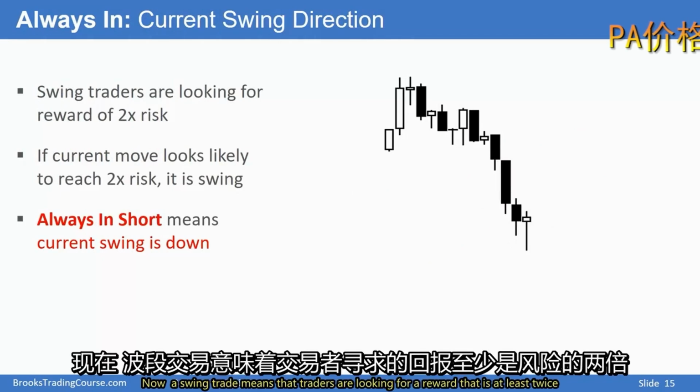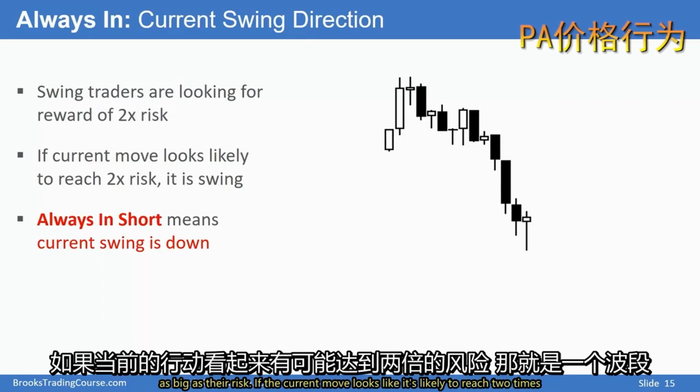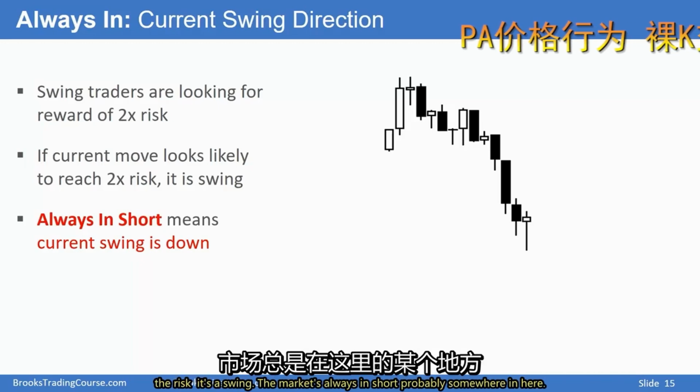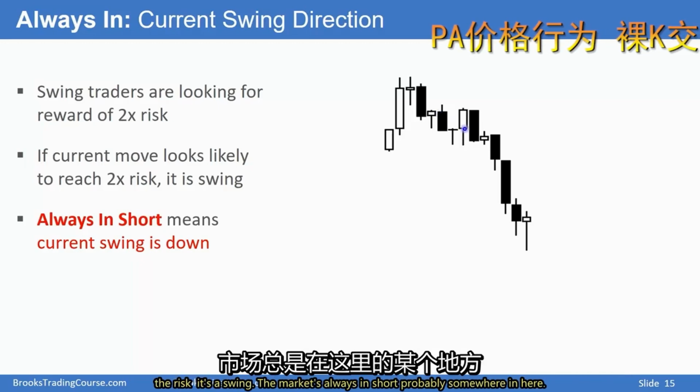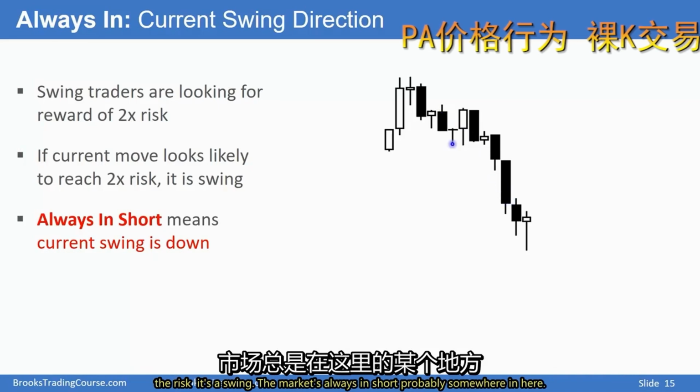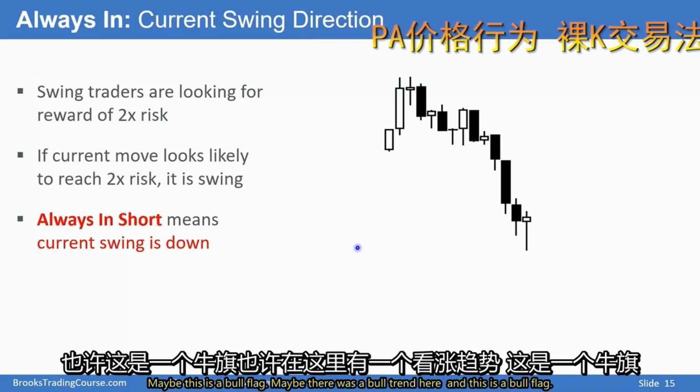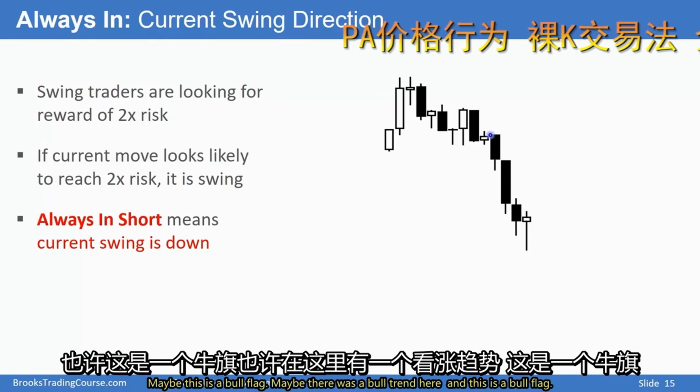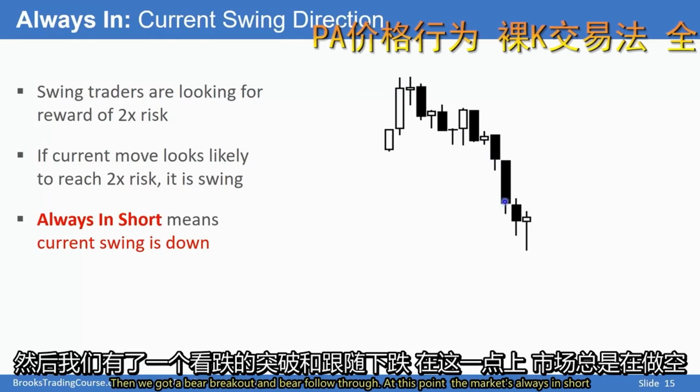Now, a swing trade means that traders are looking for a reward that is at least twice as big as their risk. So if the current move looks like it's likely to reach 2 times the risk, it's a swing. The market's always in short, probably somewhere in here. Maybe this is a bull flag. Maybe there was a bull trend here, and this was a bull flag. Then we get a bear breakout and bear follow through.